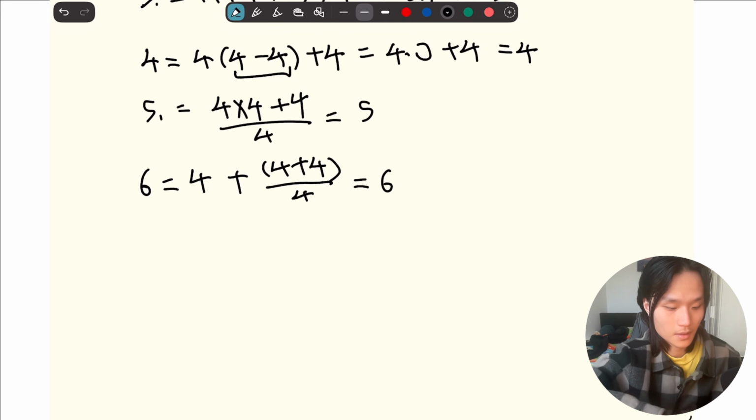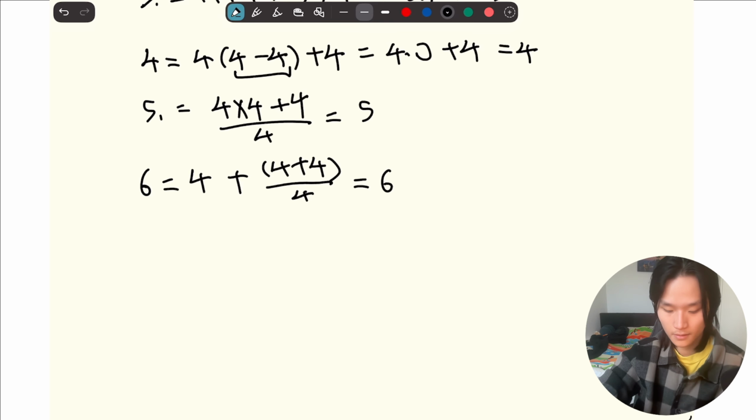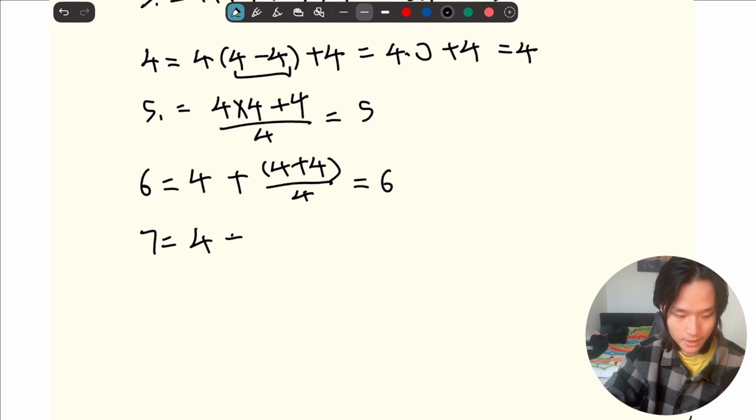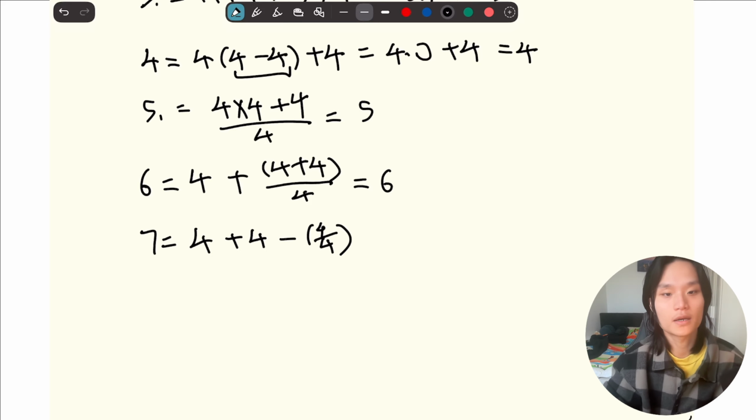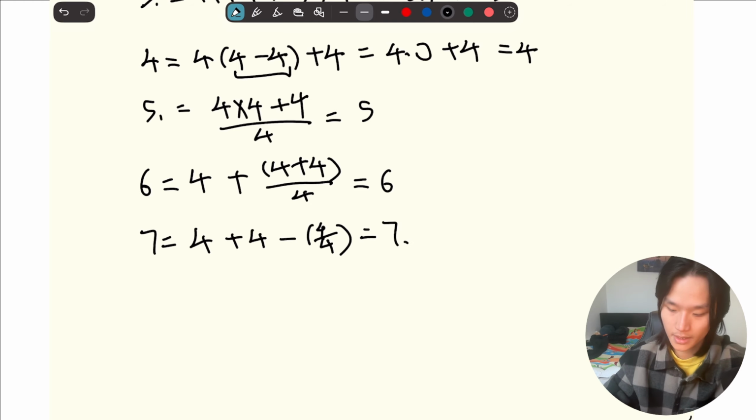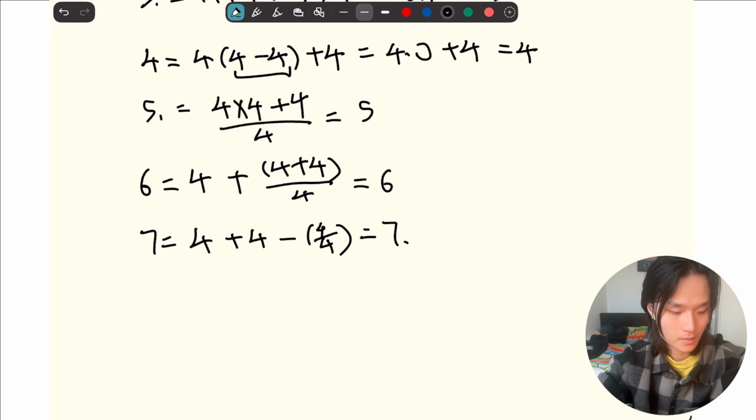Okay. And what about 7? Well, 7 is just 4 plus 4 minus 4 divided by 4. Here we have 8 and then minus 1. So that's 7.